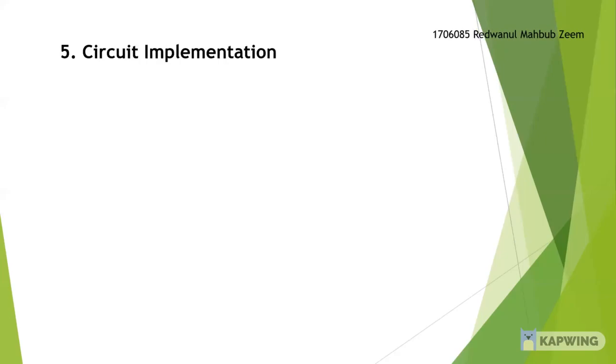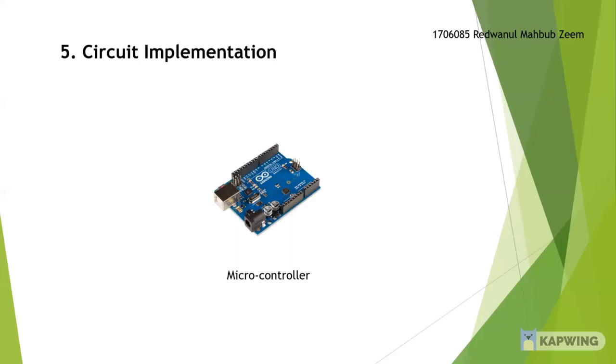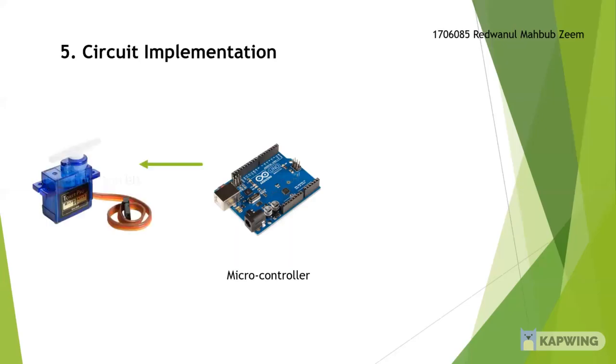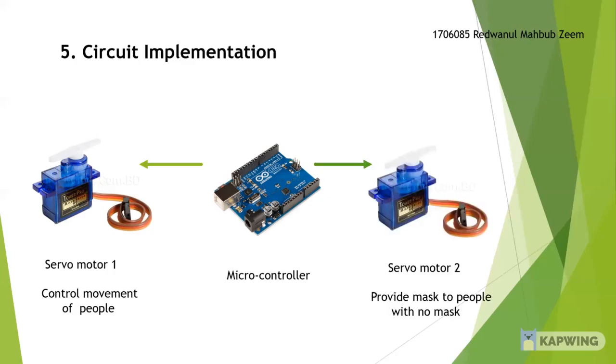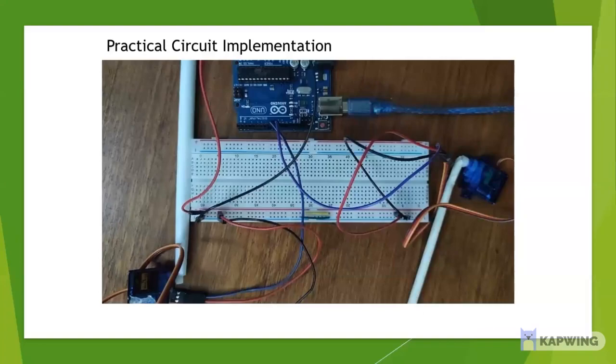Now, for the circuit implementation, we have used Arduino Uno as our microcontroller. We have connected our first servo motor with the microcontroller, whose purpose is to control the movement of the people. Secondly, we have connected another servo motor with the microcontroller, whose purpose is to provide a mask to the people who have no mask. This is how we have implemented our circuit in practice.